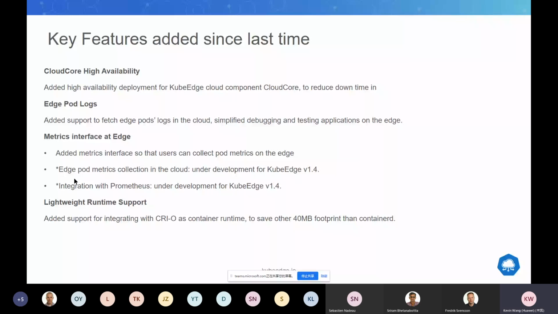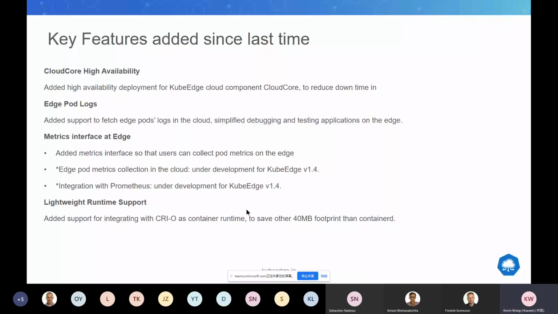Alternative to Docker, containerd, we are currently also offering CRIO integration. CRIO can actually save 40 more megabytes of footprint than containerd. And for other cases that have much more security requirements, we also offer Kata Containers integration.